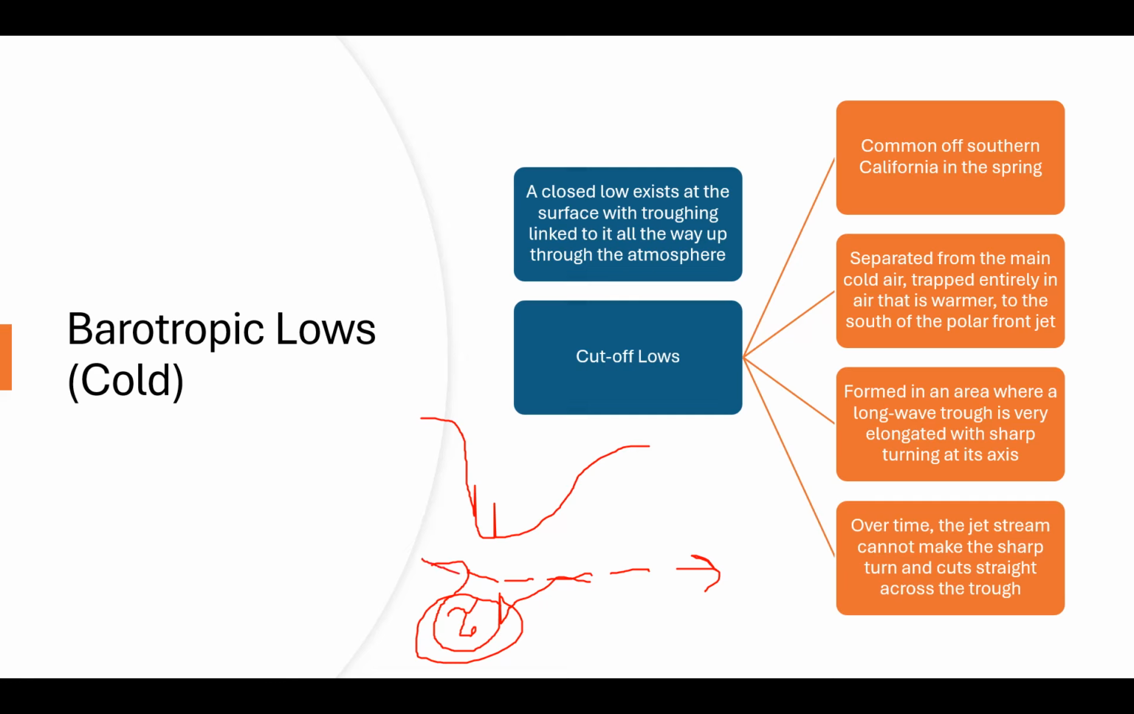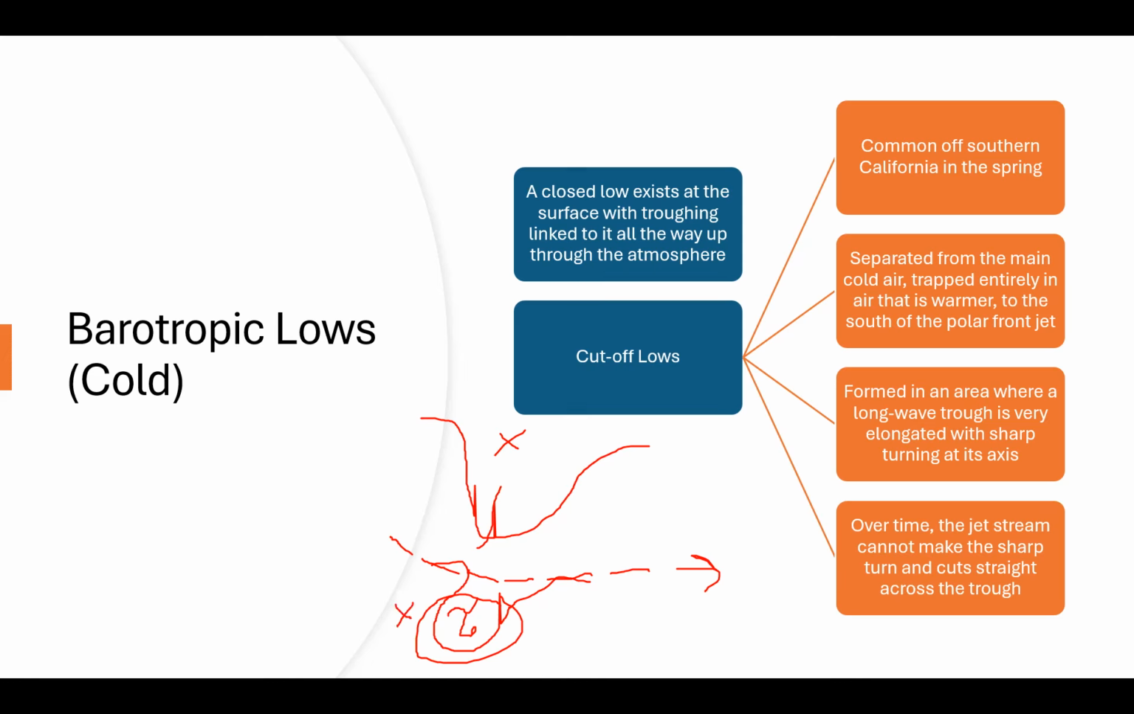And this is going to be your jet reorienting itself. So you start off with a trough maybe like this here in the top portion, and then this trough gets so deep that the jet stream, because of the curvature, the curved flow here is so sharp, the jet's going to reorient itself to the north of this closed low. And it's formed in an area where a long wave trough is very elongated, and that's what I was showing you here at the bottom here.